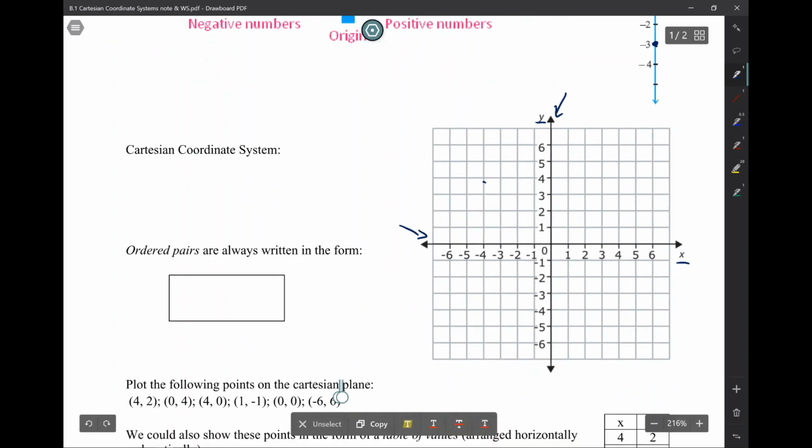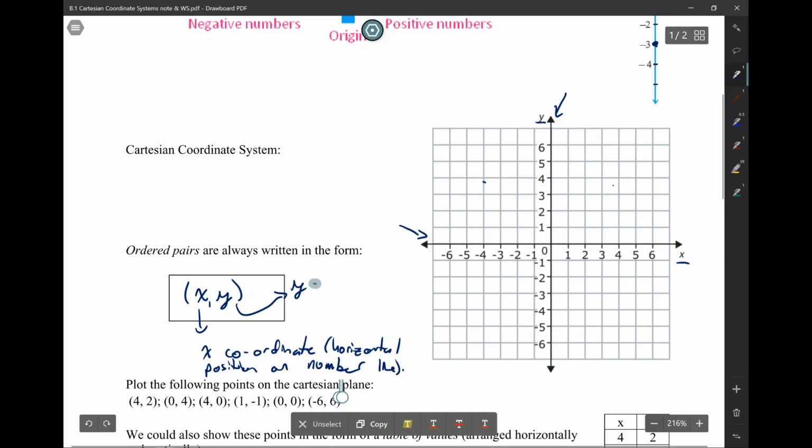When we write out those points, we write them out in the form of (x, y) in brackets, where x is our x coordinate, which is the horizontal position on the number line, and y is the y coordinate, which is the vertical position.